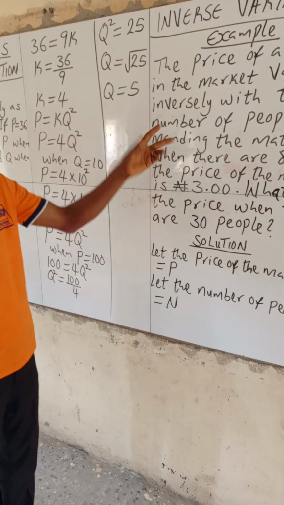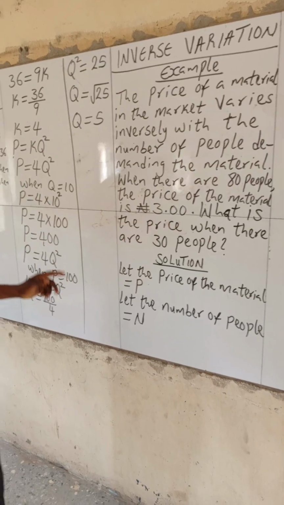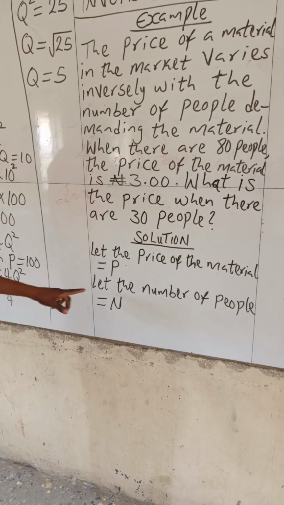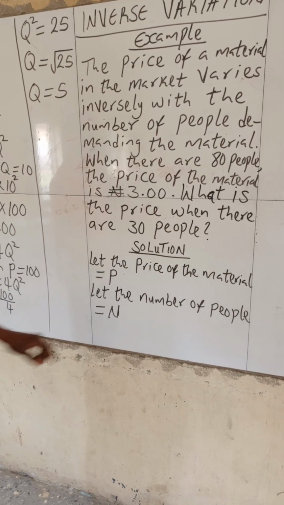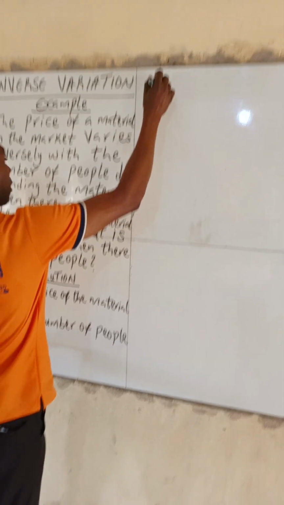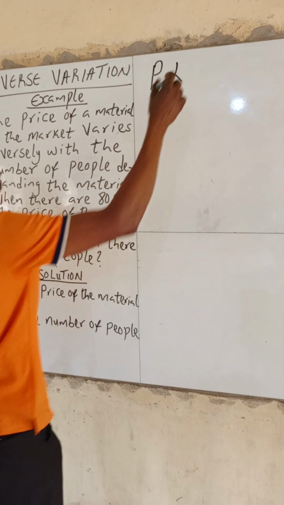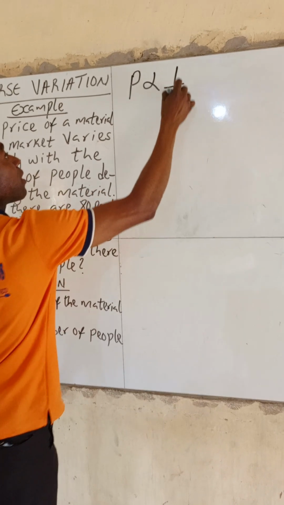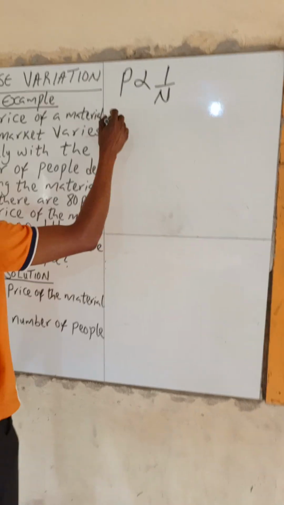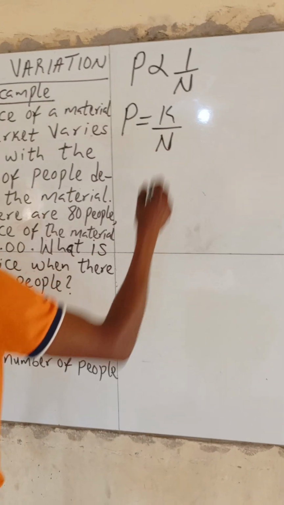So now we are talking about two things here: price of material and the number of people in the market. So let's represent the price of the material by P. Then we represent the number of people by N. Then since they are inversely proportional, we can now say P is inversely proportional to the number of people, that is 1 over N. This is the property of inverse variation. So now we are going to remove the proportionality sign. We now have P equals to K over N.